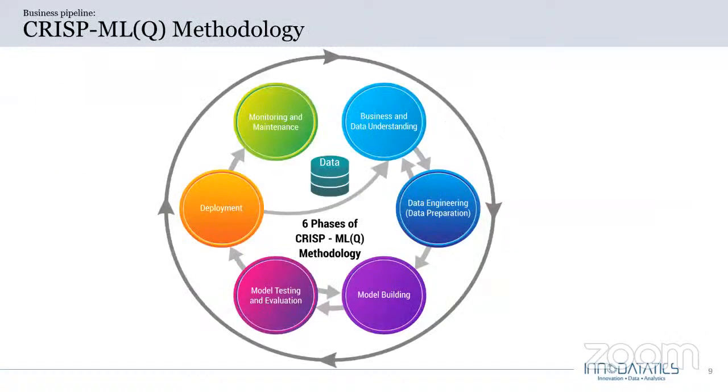Coming to the business pipeline, in the CRISP-ML methodology, the first step is business and data understanding. Here we understand the objective and constraints of the project. Also, we take a look at our data and the features that are involved. We will go through the feasibility of the application, data collection, and data quality verification. Then we move to data preparation. Here we will work on feature selection.